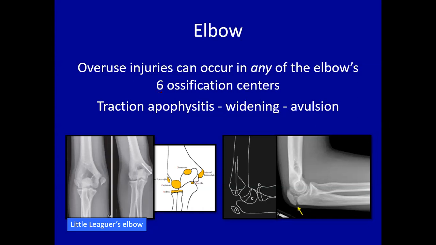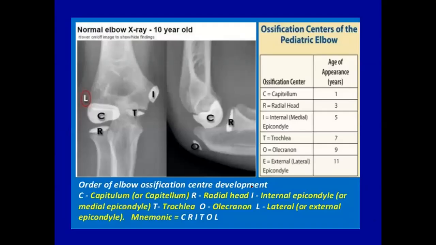We need to know that there are 6 ossification centers of the elbow. If you go into emergency medicine, you will hate that this occurs. Anyway, so you've got all these different growth plates and they close at different times. And when we're assessing an x-ray, that's why we do bilateral, because if you don't, you will have a hard time investigating those x-rays.